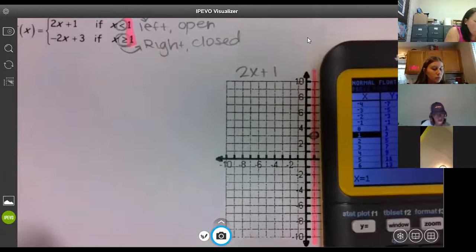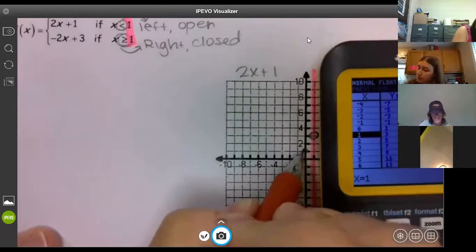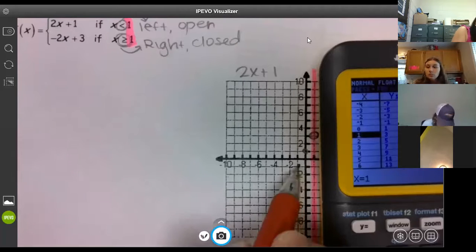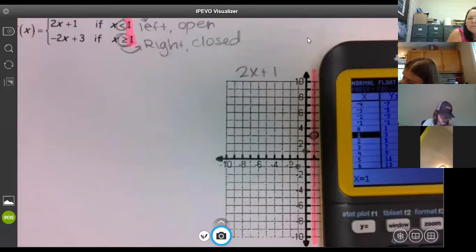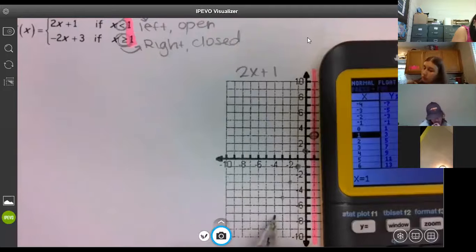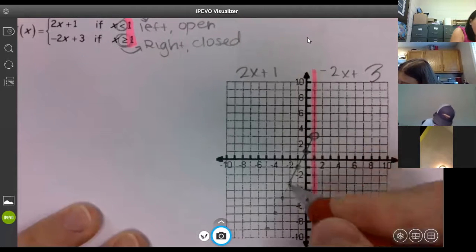0, 1. Perfect. What's your next coordinate to the left? -1, -1. You see a pattern? Everybody see the pattern? You can keep going down to the left, down one, left one. You can keep graphing from your calculator, or you can just find that pattern.